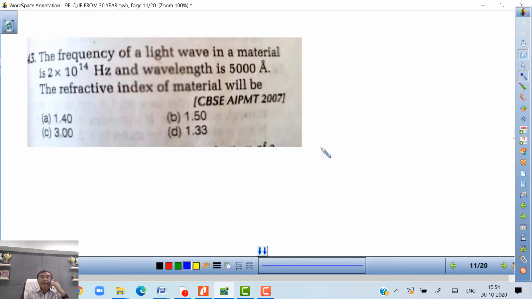The frequency of a light wave in a material is 2 into 10 raised to 14 hertz, and the wavelength is 5000 angstrom. Find the refractive index of the material. So we know that refractive index n is equal to C by V. This is one way. But we don't have velocity. So we can write V is nothing but F lambda.